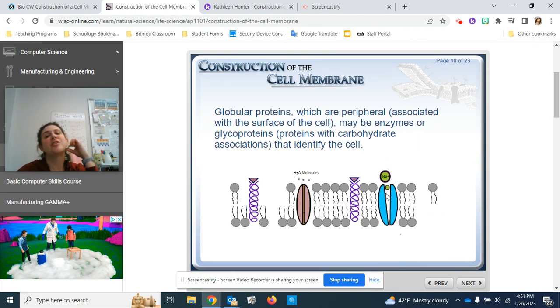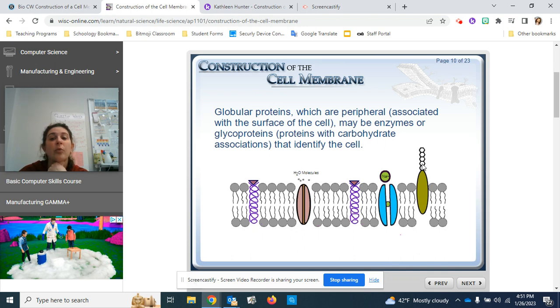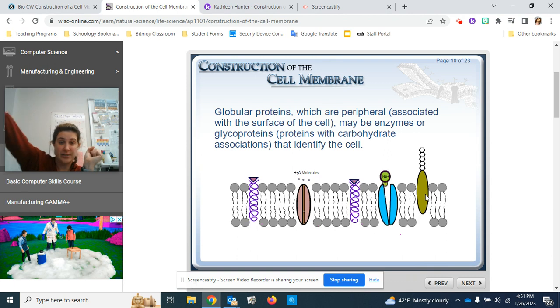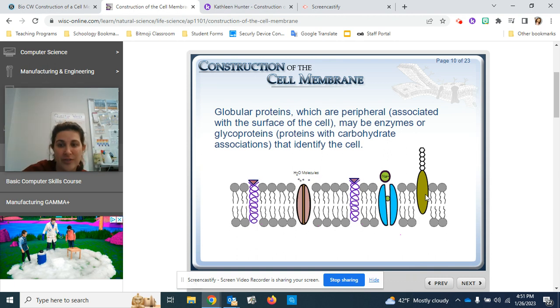And then there's those proteins we talked about that are stuck with the carbohydrates. Those are on the outside of the cell. So the protein is stuck in the phospholipids, but that carbohydrate extends off the outside to help identify what the cell is.